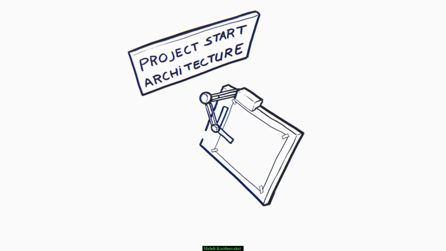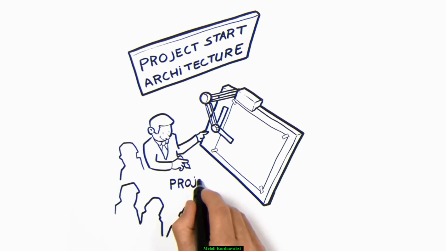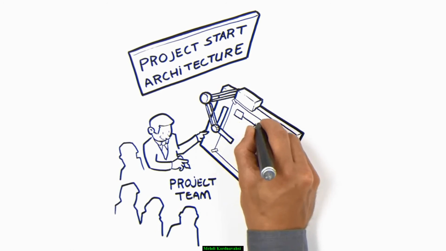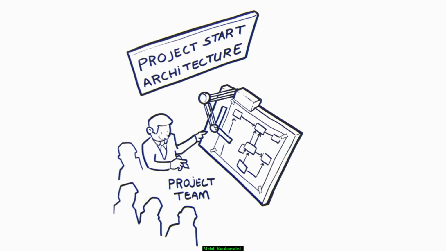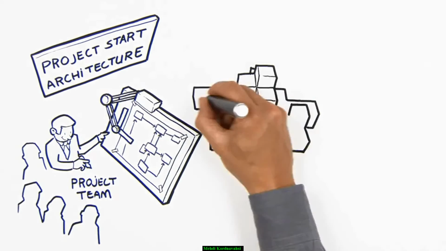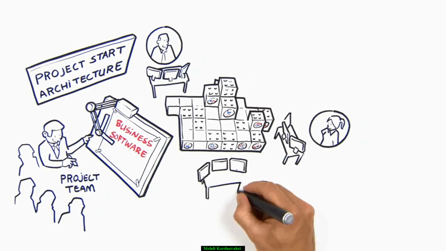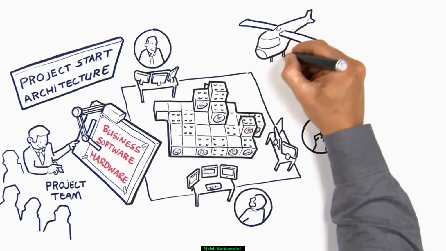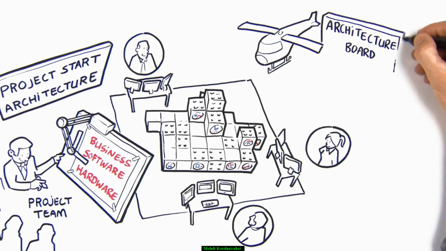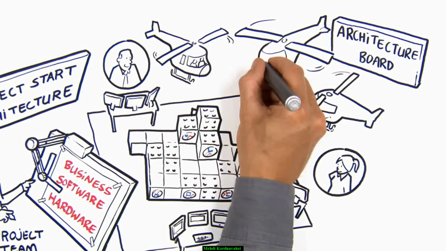For this reason, each new project needs a project start architecture. This is created by a project architect who is part of the project team. He or she writes a plan explaining how the total landscape will look when the project is complete. This plan includes the applications we've set up, what they do for the business, and the hardware they require. The project start architecture is evaluated by the architecture board. In this board, architects from every domain in our company work together and supervise the entire landscape.